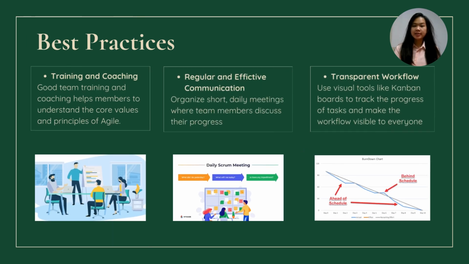Lastly, we would discuss the best practices in Agile methodologies. The first one would be training and coaching. Good team training and coaching helps members to understand the core values and principles of Agile. Secondly, regular and effective communication. This can be done by organizing short daily meetings where team members discuss their progress. Thirdly, transparent workflow. The team could use visual tools like Kanban boards to track the progress of tasks and make the workflow visible to everyone.